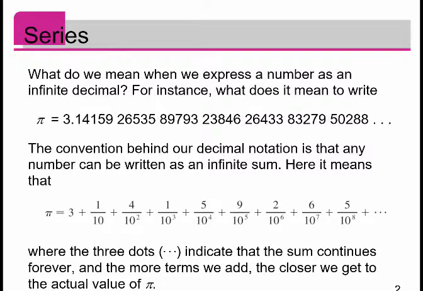All right, so what do we mean when we express a number as an infinite decimal? Like for instance, if we just take pi, what does it mean to write pi as 3.14 and so on? The convention behind our decimal notation is that any number can be written as an infinite sum. So here it means 3 plus 1 over 10, because that's the 0.1, plus 4 over 10 squared, which is 0.04, obviously, and so on, where the three dots indicate the sum continues forever. And the more terms we add, the closer and closer we get to the actual value of pi.